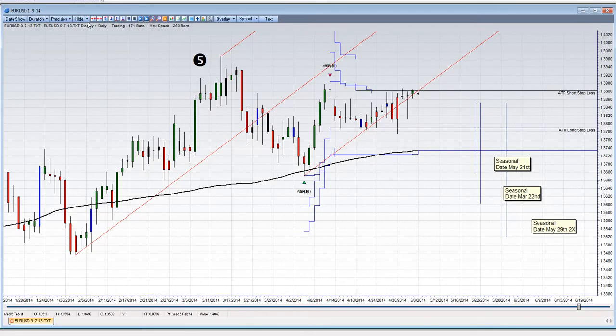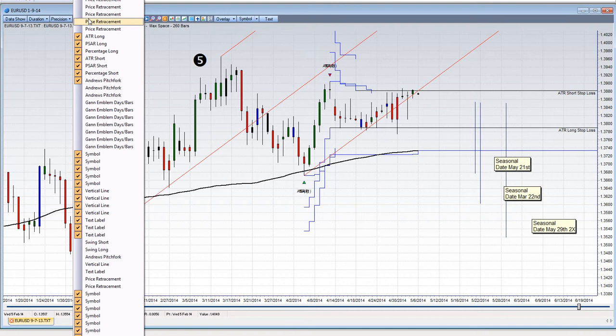I don't have anything else to show you. I wanted to show you the Gann, and I think that's it for this chart. How many minutes do I have? Well, I'm really early, so good. I've got enough time.